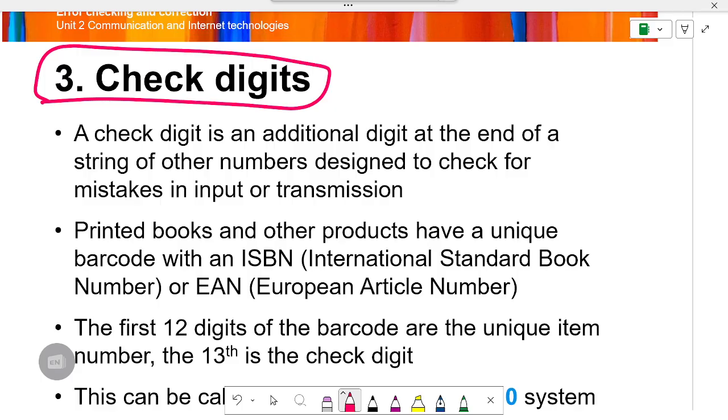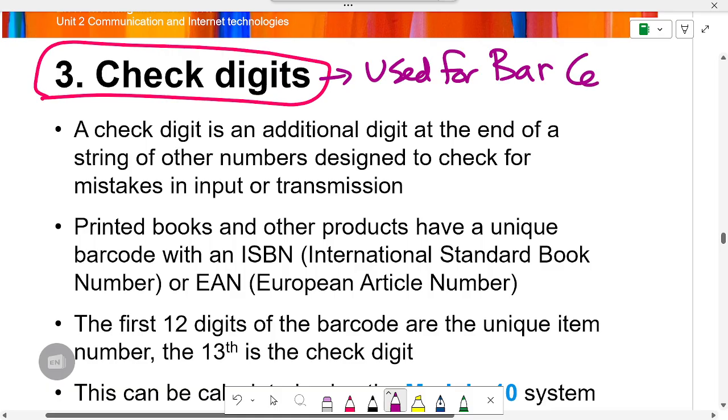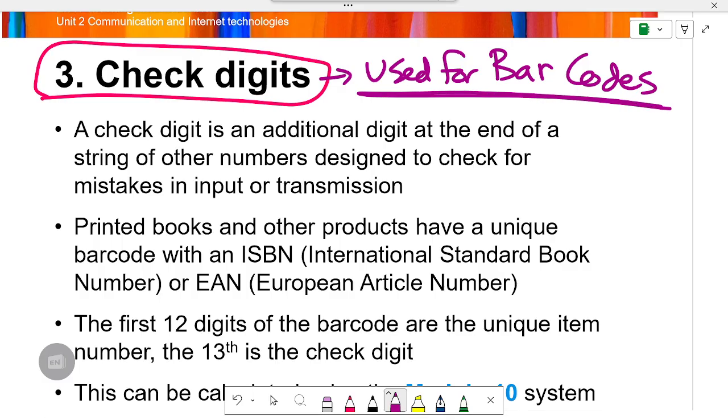What is a check digit? Check digit is used, you need to write in your notebook, used for barcodes. Barcodes. Okay? I want you to write down that part. You don't need to copy this. Barcodes are called ISBN. I'm going to show you a picture, and after you'll be like, oh, I understand, I've seen it. Because barcodes are used when you go shopping.